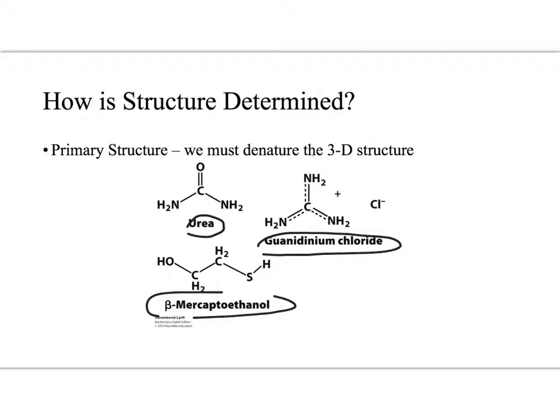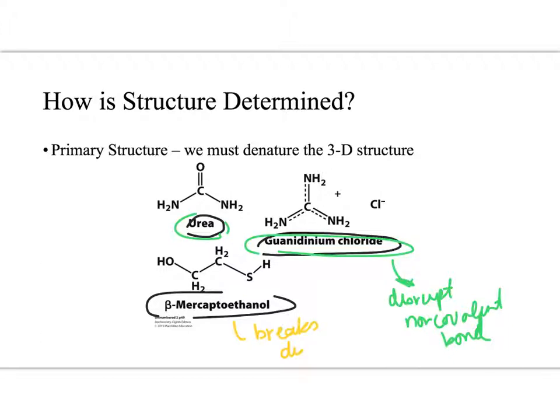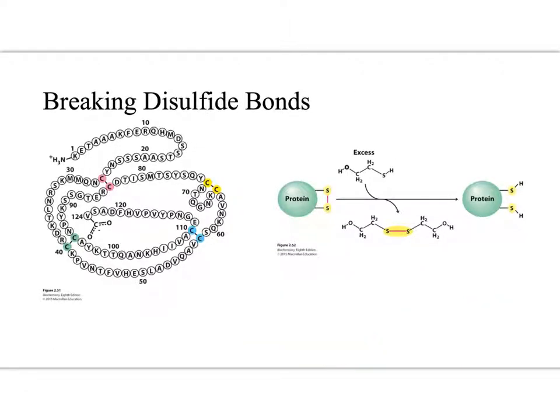The urea and the guanidinium chloride, these two chemicals, are going to disrupt non-covalent bonds. So these are disrupting those intermolecular interactions. And then this beta-mercaptoethanol will allow us to break disulfide bonds, so interactions between those cysteine residues. So this is just showing that breaking of the disulfide bonds.